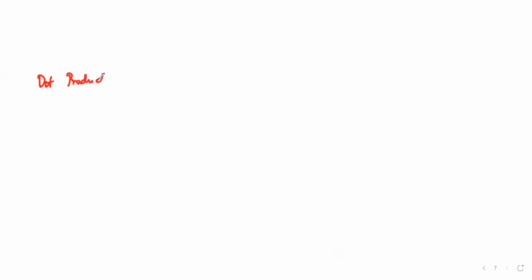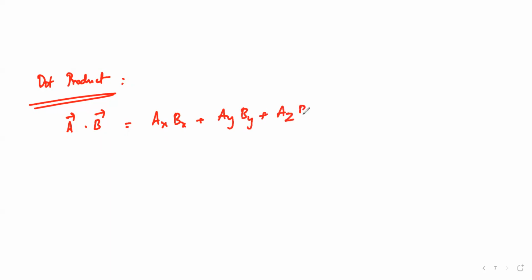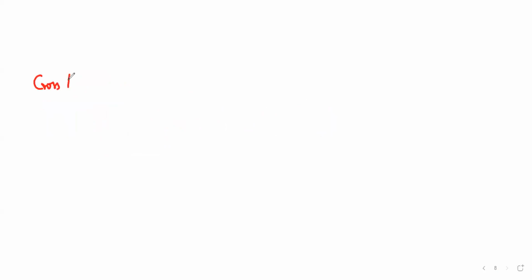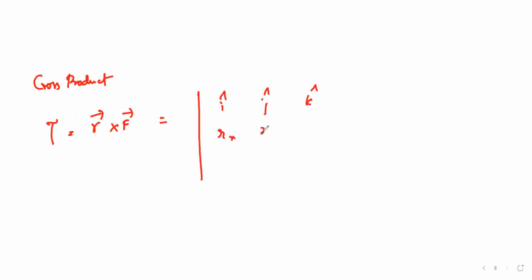So I'll just reiterate once again. Dot product. If we are taking the dot product, let us say there is one vector A and another vector B. I am trying to do A dot B. Then it will be AX BX plus AY BY plus AZ BZ. And let us talk about cross product. Let us say R cross F, where I am trying to find some torque. So this is given by the determinant with rows I, J, K, Rx, Ry, Rz, Fx, Fy and Fz.